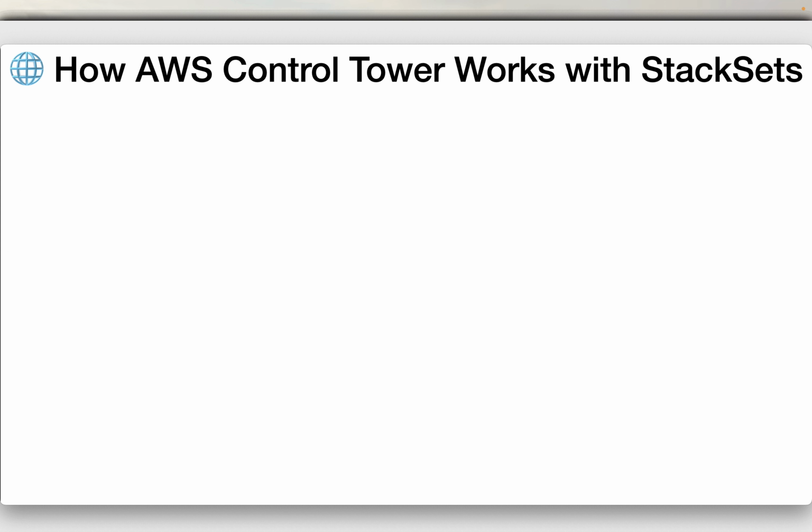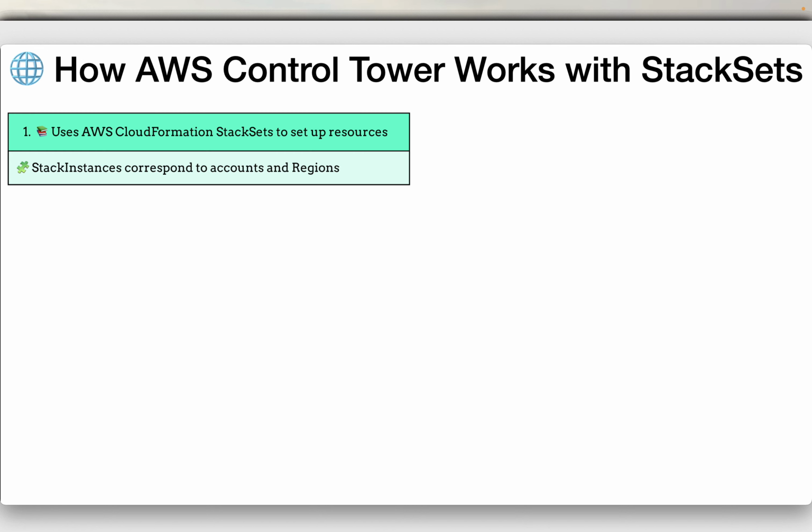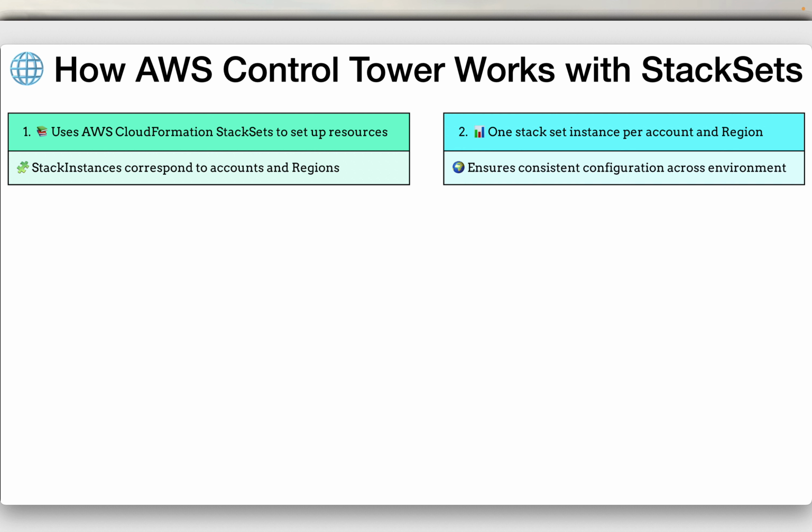Okay, how AWS Control Tower works with stack sets. So stack sets is part of the AWS CloudFormation service. AWS Control Tower utilizes AWS CloudFormation stack sets to set up resources in your AWS accounts. Each stack set has stack instances that correspond to accounts and AWS regions per account. AWS Control Tower deploys one stack set instance per account and region, ensuring a consistent configuration across your environment.